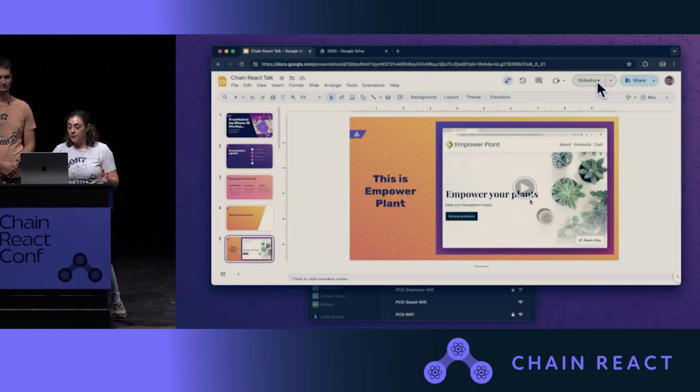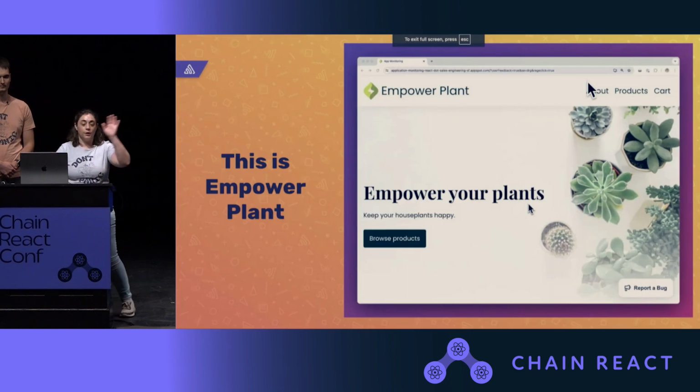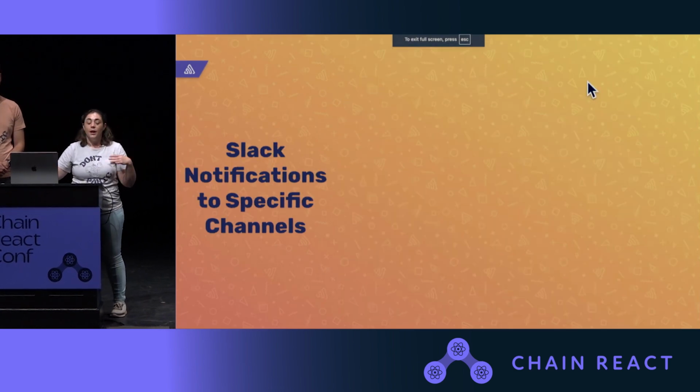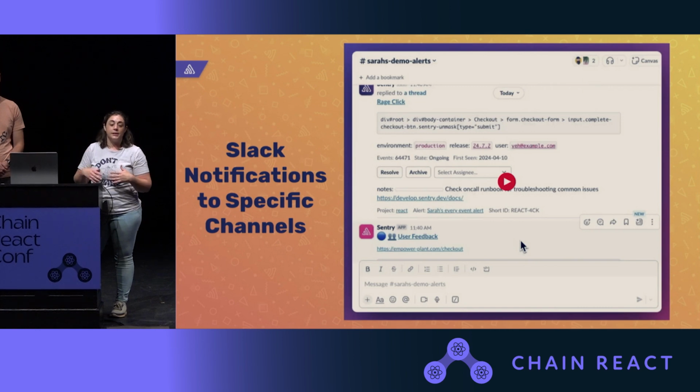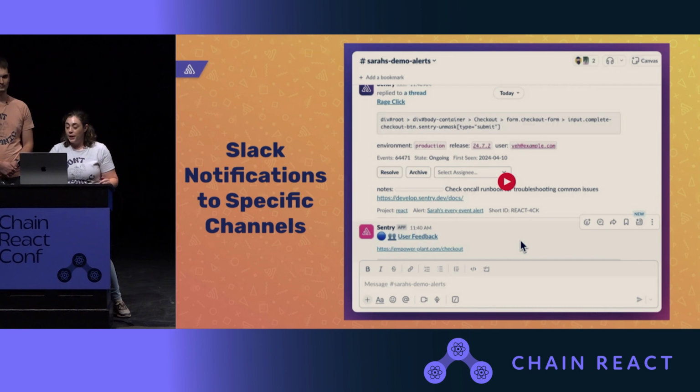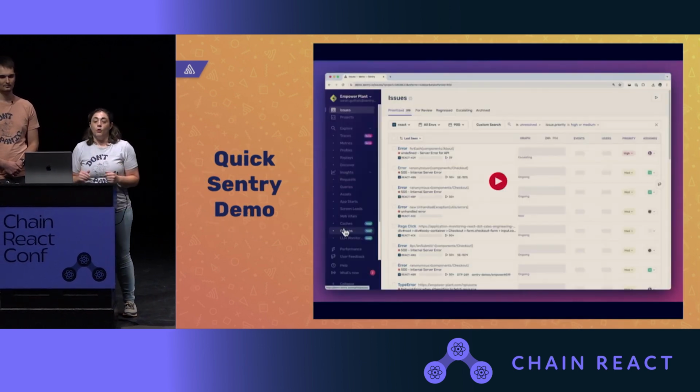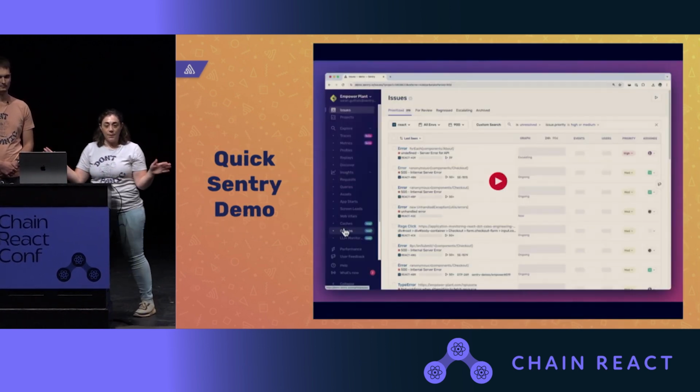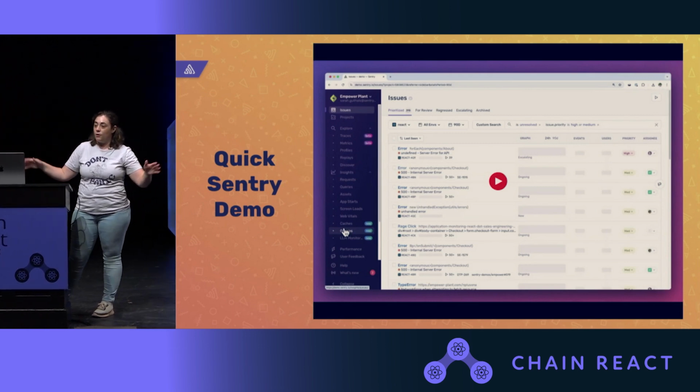I'm going to go back to the slideshow here. Okay, so in Power Plant, we had a slowdown. You get those messages directly in Slack or whatever platform you're using to communicate with your team. And then you go through that whole Sentry demo. Does that make sense? Everyone kind of understand now?